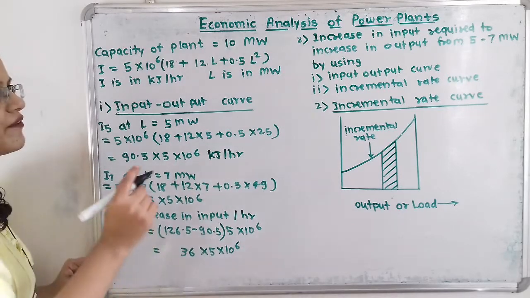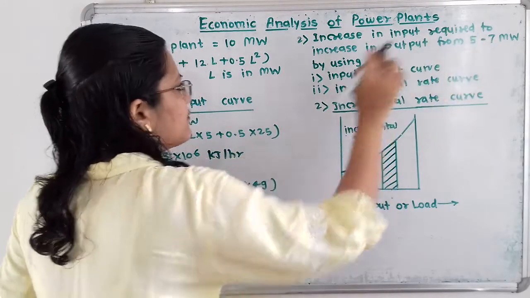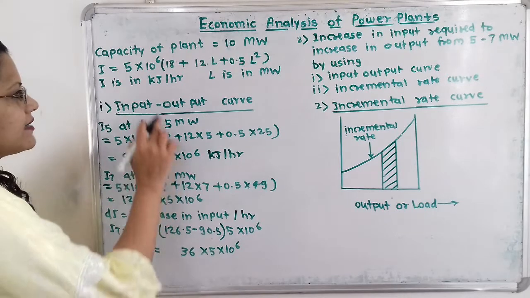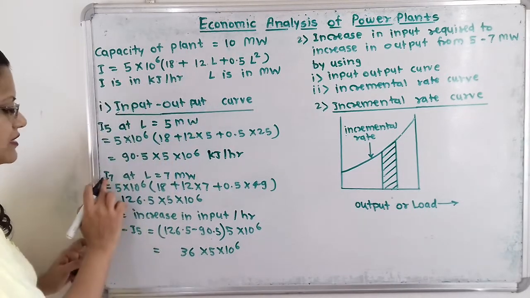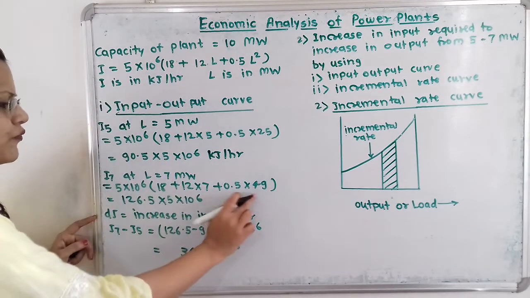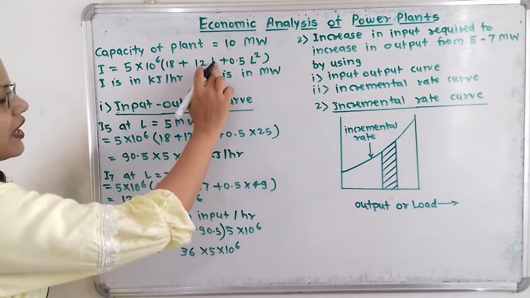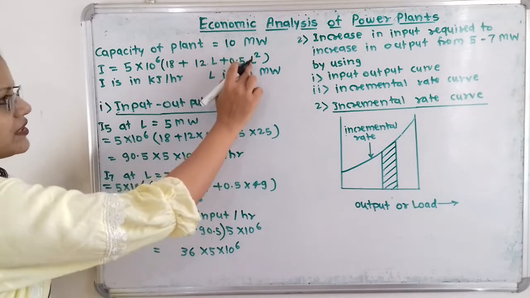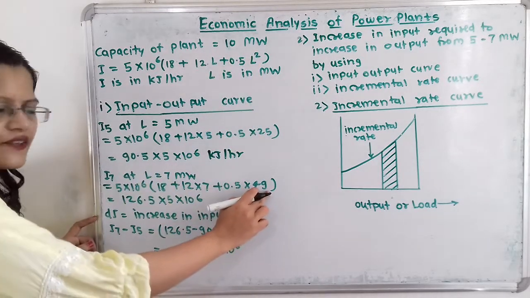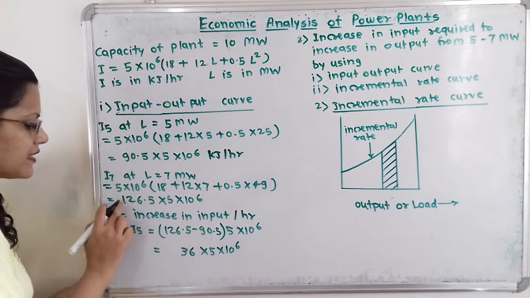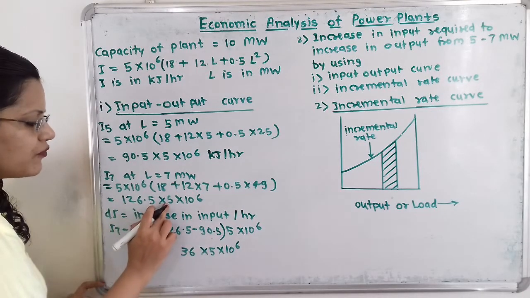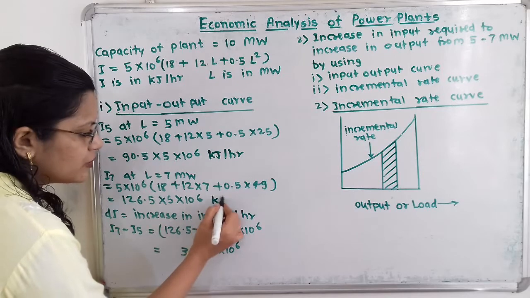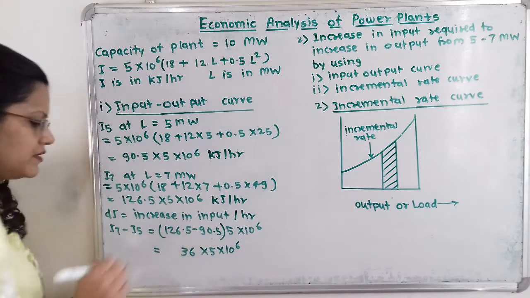Now in the same way we will put L is equal to 7 megawatt and then we will find out the value, that is I7. So when we put here the value of L, that is 7, instead of L square we will write here 49. Then we will get the answer 126.5 into 5 into 10 raised to 6 and the unit is kilojoule per hour.